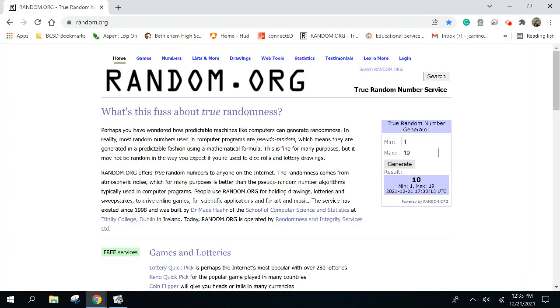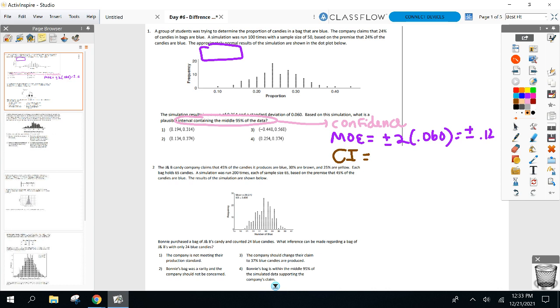Confidence interval: the mean plus or minus the margin of error. Yep, so I take the mean, got it from the table, 0.254, plus or minus my margin of error I just found, 0.12. Make sure we add and subtract it. And then hopefully that confidence interval is listed as a multiple choice. I believe it is.